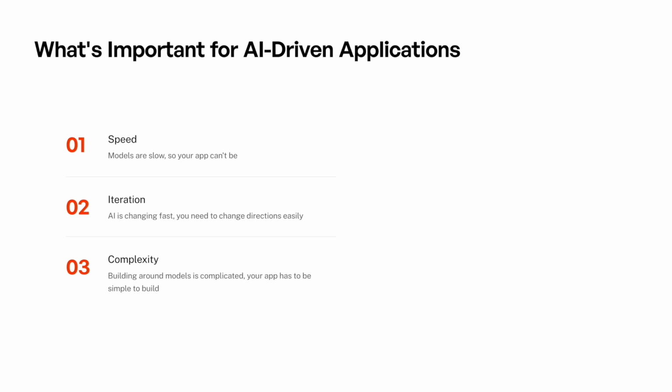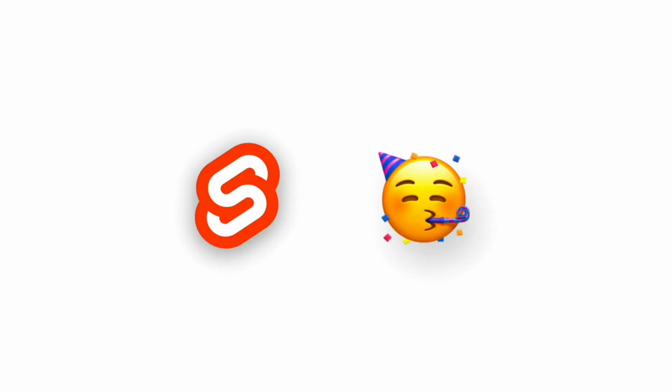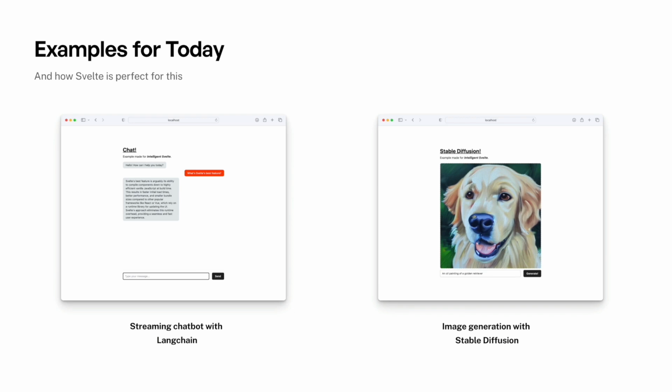And number three is complexity. The hard part of your app should be the models you use and how you use them. The rest of your stack needs to be simple and straightforward. So Svelte, of course, does all of these exceptionally well. Today we're diving into two examples of how Svelte is perfect for building intelligent applications. The first will be a straightforward chatbot using the ChatGPT API. The second will be image generation with Stable Diffusion.